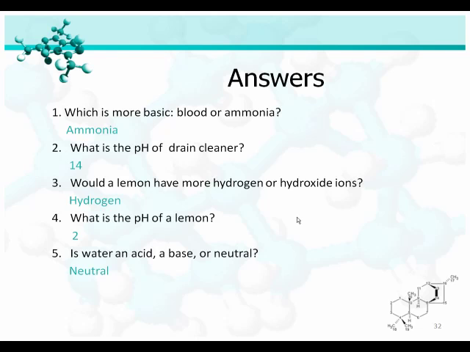Here are your answers. Which is more basic, blood or ammonia? The correct answer is ammonia because it is on the basic end of the pH scale. What is the pH of drain cleaner? 14. It's a very strong base. Would a lemon have more hydrogen or hydroxide ions? It would have more hydrogen ions because that is one of the characteristics of an acid. What is the pH of a lemon? 2. Is water an acid, a base, or neutral? Water is neutral on the pH scale, or should I say pure water is neutral on the pH scale.